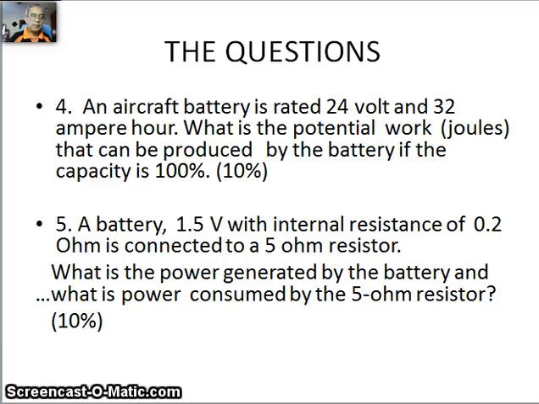And number 5. This is on the internal resistance. A battery 1.5 volt with internal resistance 0.2 ohms is connected to an external resistance of 5 ohm. What is the power generated by the battery and what is the power consumed by the 5 ohm resistor? Let's look at the first one, number 4.